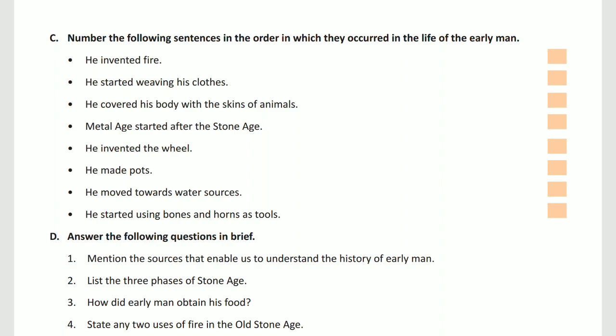Now in series we have to write 1 5 4 8 6 7 3 2. First is the invention of fire. Second is he started using bones and horns as tools. Third is he moves towards water sources. Fourth is he covered his body with the skin of animals. Fifth is he started weaving cloth, they learned to weave cloth. Sixth is the invention of wheels. Seventh point is pots, he makes pots. And the eighth, last point is metal age started after the Stone Age.